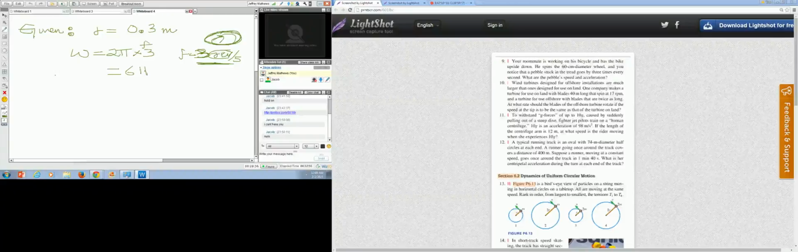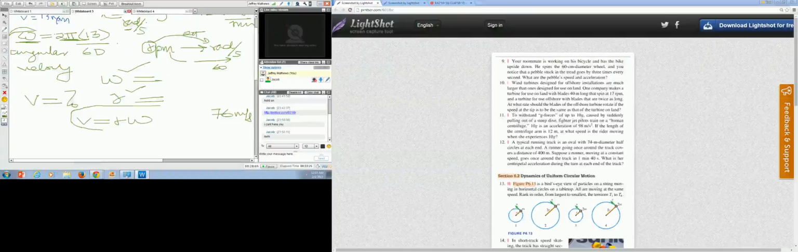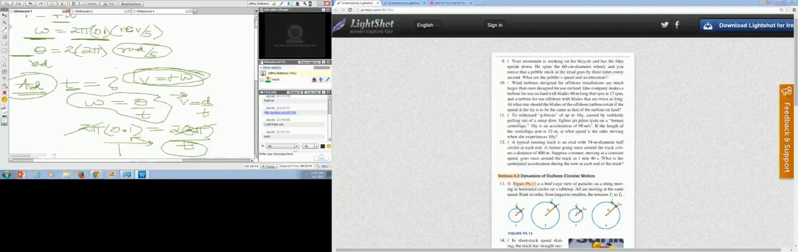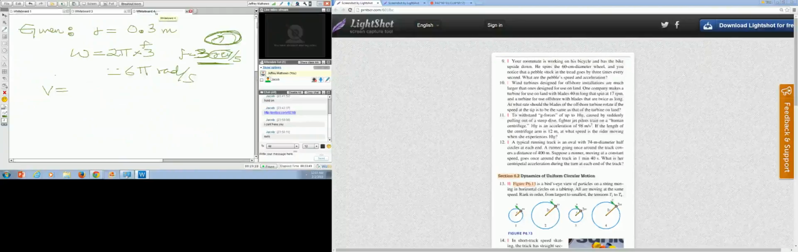So we have omega and we have R. Now they're asking us for the pebble speed. And what is the equation for the speed? Equation for speed, which is V, is? Do you remember? Look at this one over here. What did we do here? R times omega. Yep, R times omega. In every question, we use R times omega. Does that make sense? So it will be 0.3 times 6 pi, that'll be 1.8 pi meters per second.